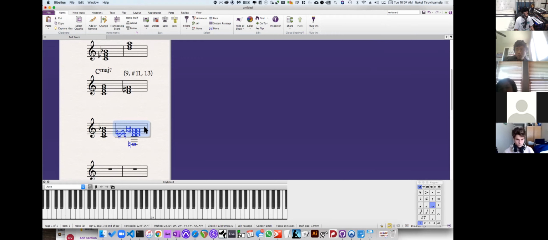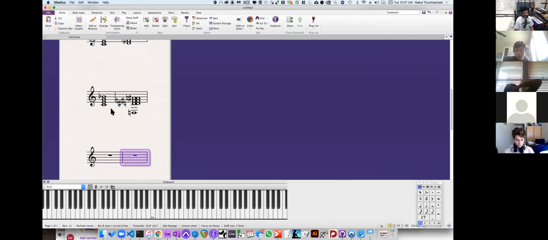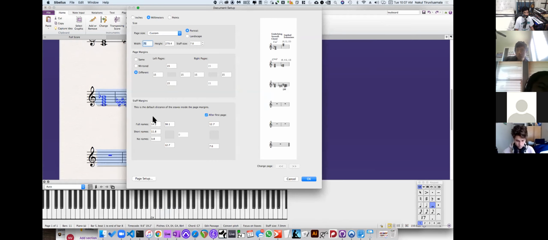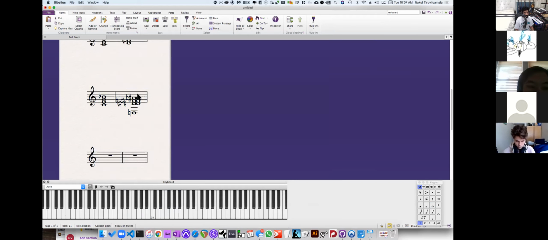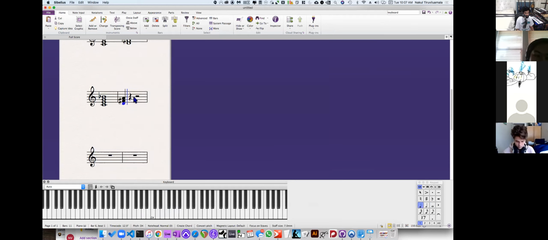So let me just create a couple of new measures. This is the problem I'm facing. I'll just show you a couple of variants, okay? So for instance, you could do this. First, let me say that this is a C dominant 7, and what you have here is basically a 9, sharp 11, 13. Okay.